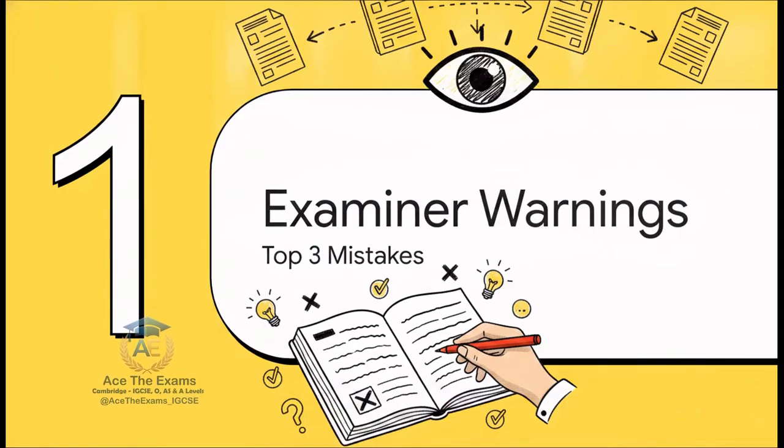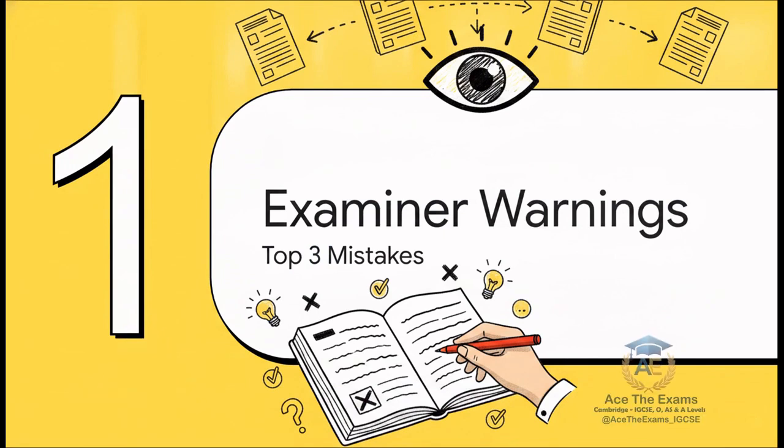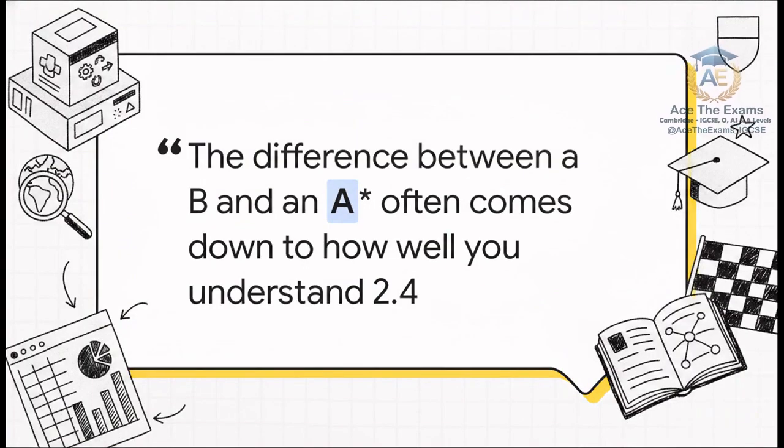Section 1. The examiner's top warnings. This is where we establish the incredibly high stakes of what principal examiners are actually looking for when they grade your paper, and exactly where thousands of students lose incredibly easy marks every single year. Look closely at this quote straight from the source material. The difference between a B and an A-star in information technology often comes down to how well you understand 2.4 off-the-shelf software. I need you to really absorb that.